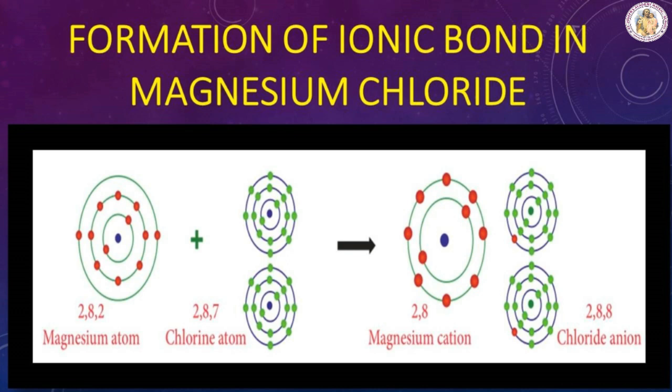Each chlorine atom needs one electron, so it receives one electron from the magnesium atom and forms what? Chloride anion. So Cl-, Cl-. Now the electronic configuration of the magnesium cation is 2, 8 and of the chloride anion is 2, 8, 8.